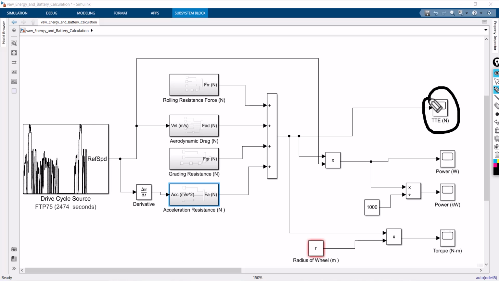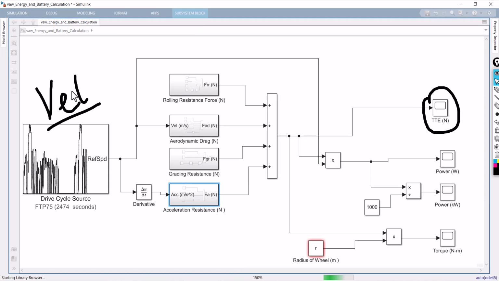The total tractive effort is multiplied with the velocity of the vehicle. This is the velocity of the vehicle, a real-time velocity which is normally given by a drive cycle source. It is available in MATLAB, and I'll tell you where to pick it.